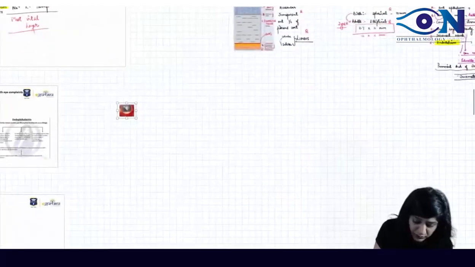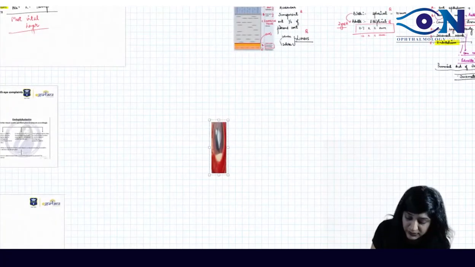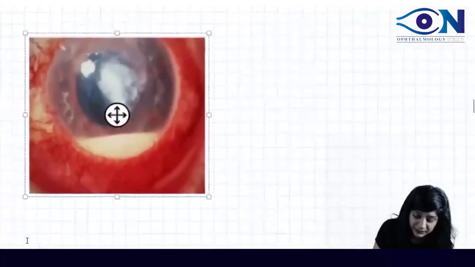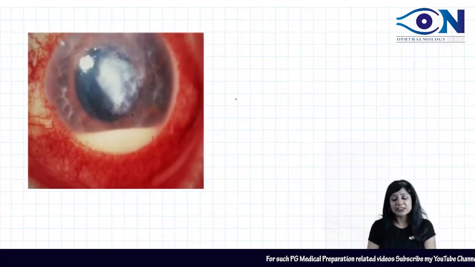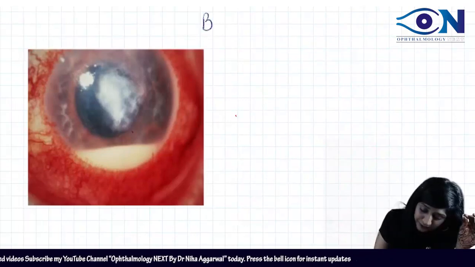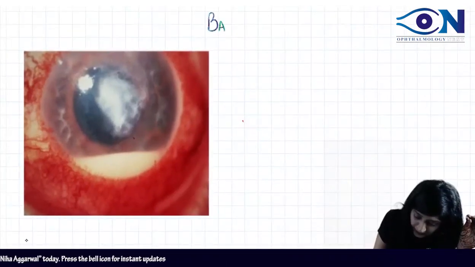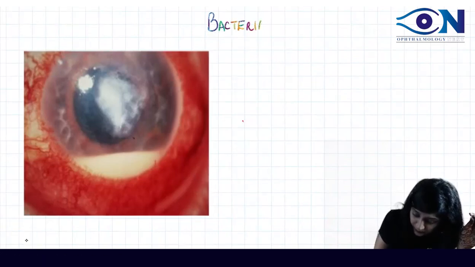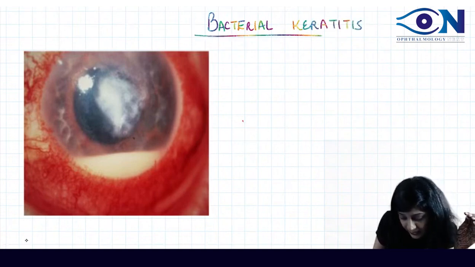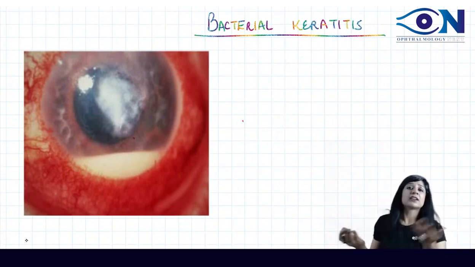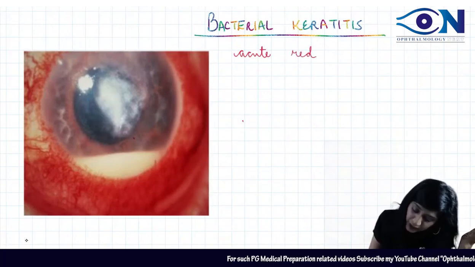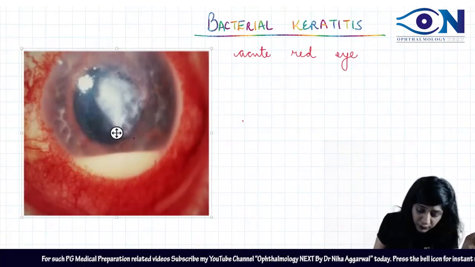So let us talk about a very, very important ulcer. Which one is your most important ulcer? The bacterial corneal ulcer. And whenever you have the bacterial corneal ulcer, something like this you are going to find. So let us talk about a clinical scenario of bacterial keratitis. A very, very important topic is your bacterial keratitis. Whenever you get a question on bacterial keratitis, you can call it acute bacterial corneal ulcer also, you will get a question on acute red eye.